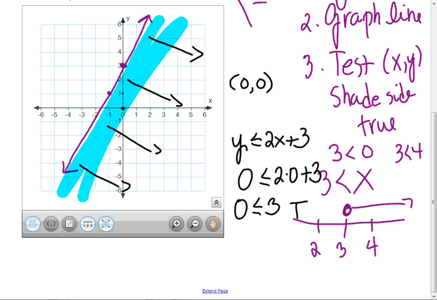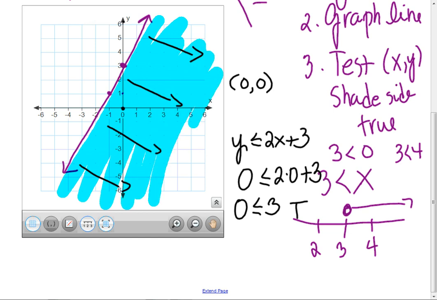If I try any other ordered pair on this side of the line, it will make that sentence true. Honestly, it's all you have to know. You have to be able to graph a line and then decide which side we are going to shade. That's it. That's the only thing that's different today.